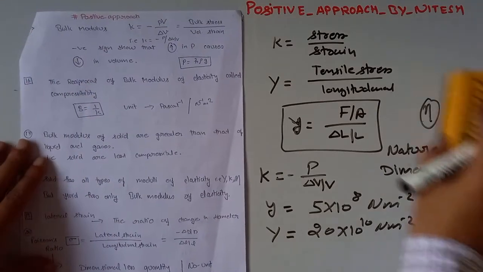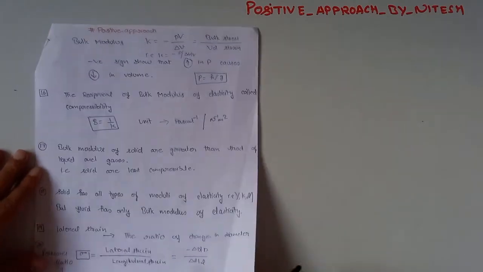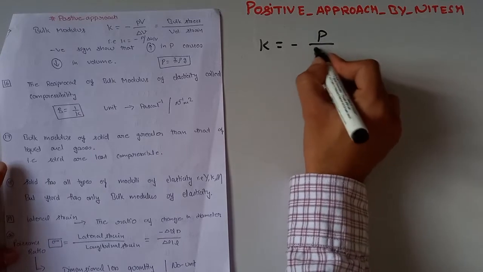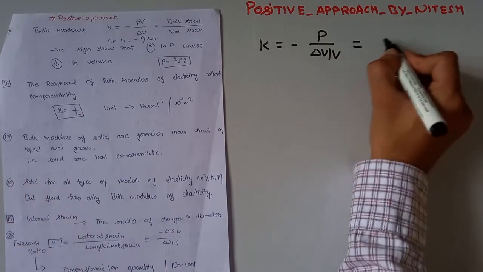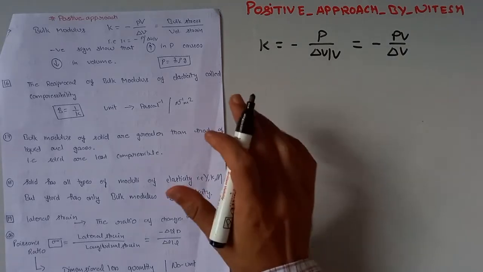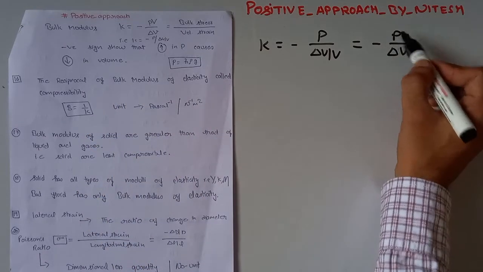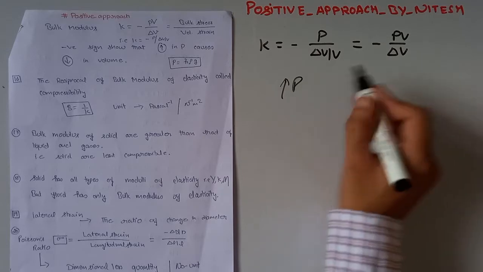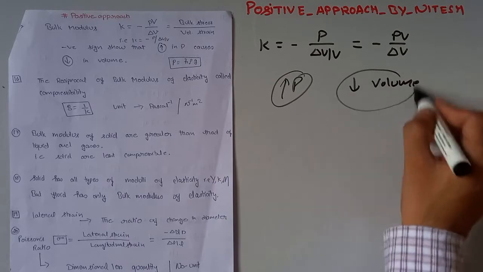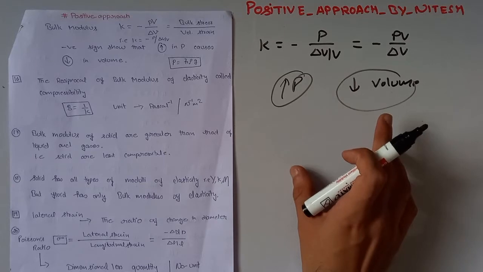Our next key point is bulk modulus. Bulk modulus is denoted by K. It is equal to minus P divided by del V divided by V, which is equal to minus PV divided by del V. That is bulk stress over volume strain. Here the negative sign indicates that an increase in pressure causes a decrease in volume. If pressure increases, then the volume decreases.